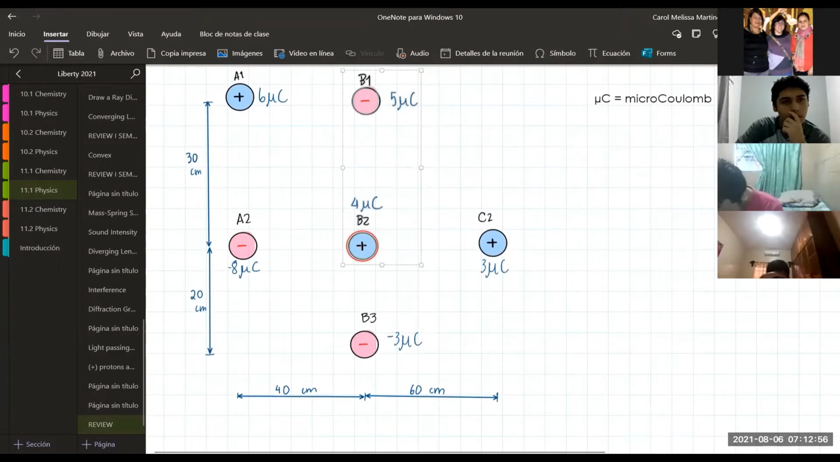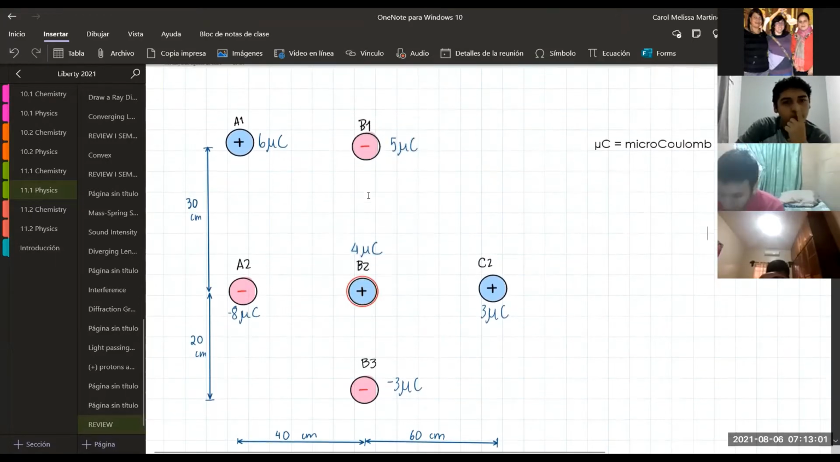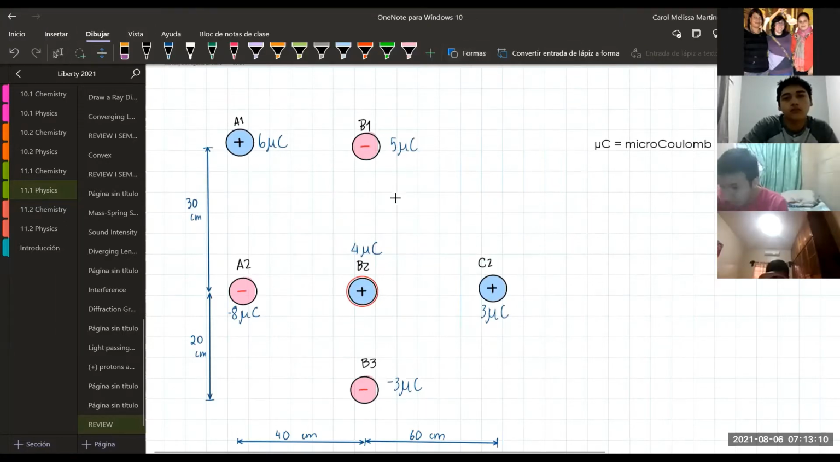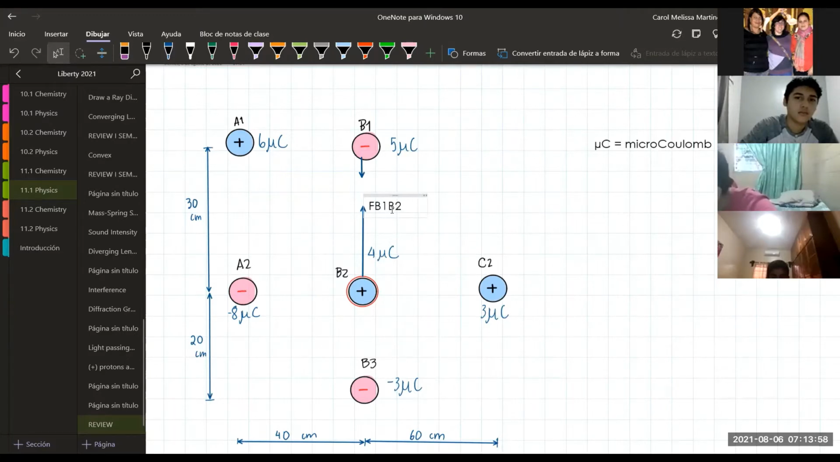The two of them have different signs, which means it's going to be attraction, and the attraction is going to look like the two particles want to be together. Imagine that this particle wants to be together with B2, okay? So that would be the first force. I'm going to make it shorter, like this, to establish the difference. This is what I know as the force between B1 and B2, but I'm just going to call it force 1.